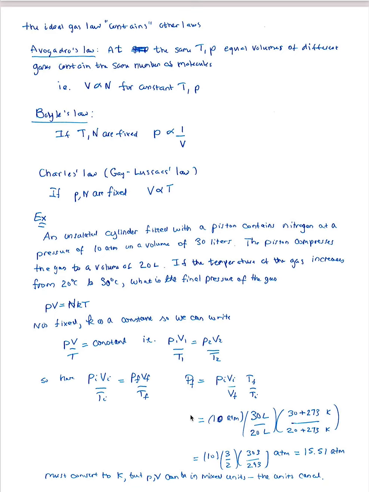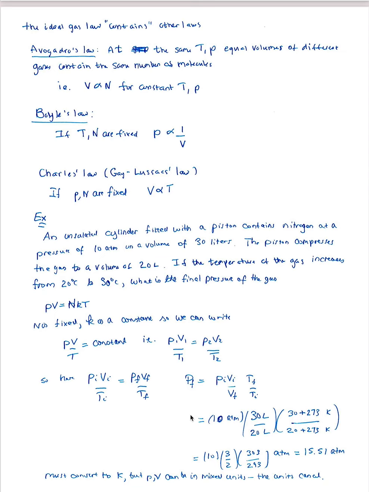So the ideal gas law also contains Avogadro's law, Boyle's law, and the law of Charles, or the law of Gay-Lussac. It's the same law. Now let's look at some examples.